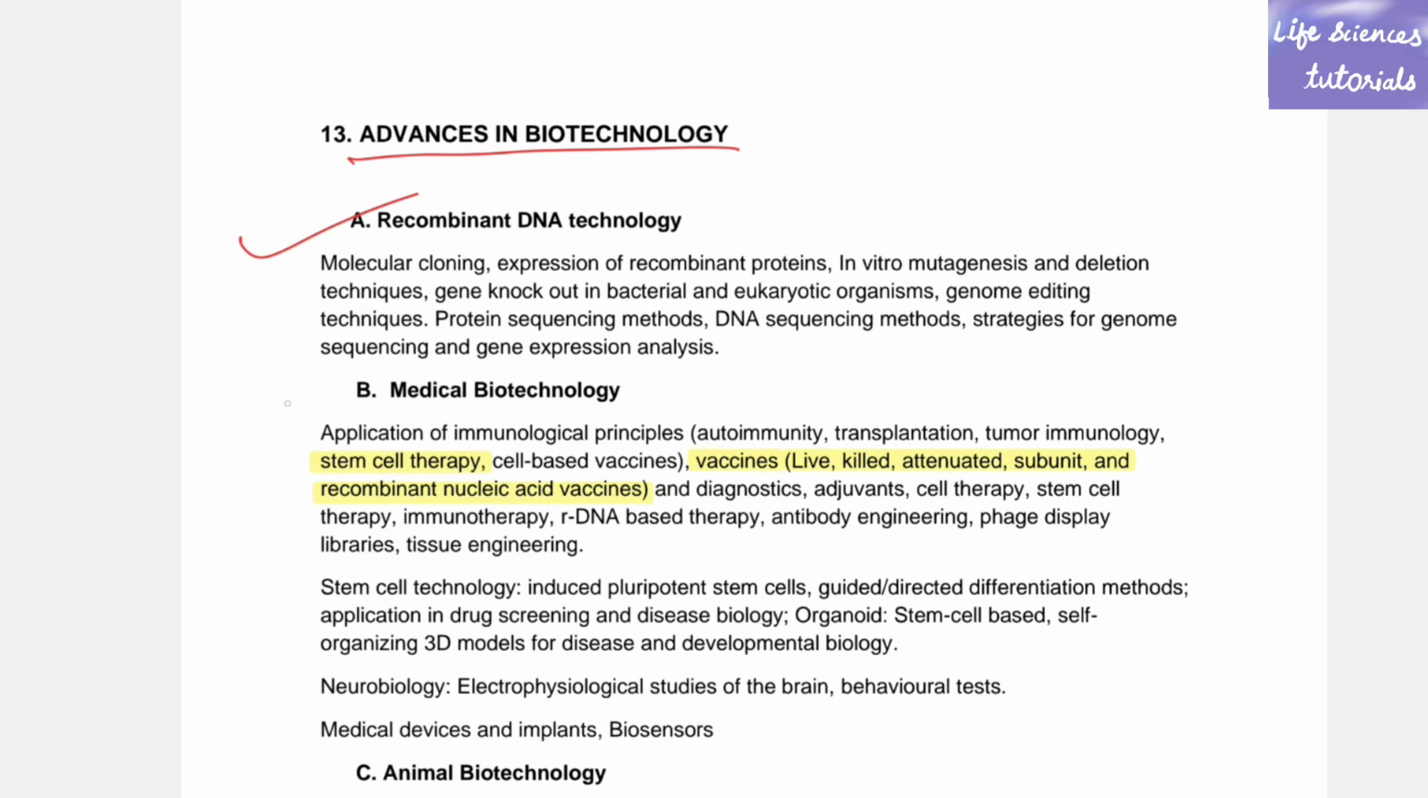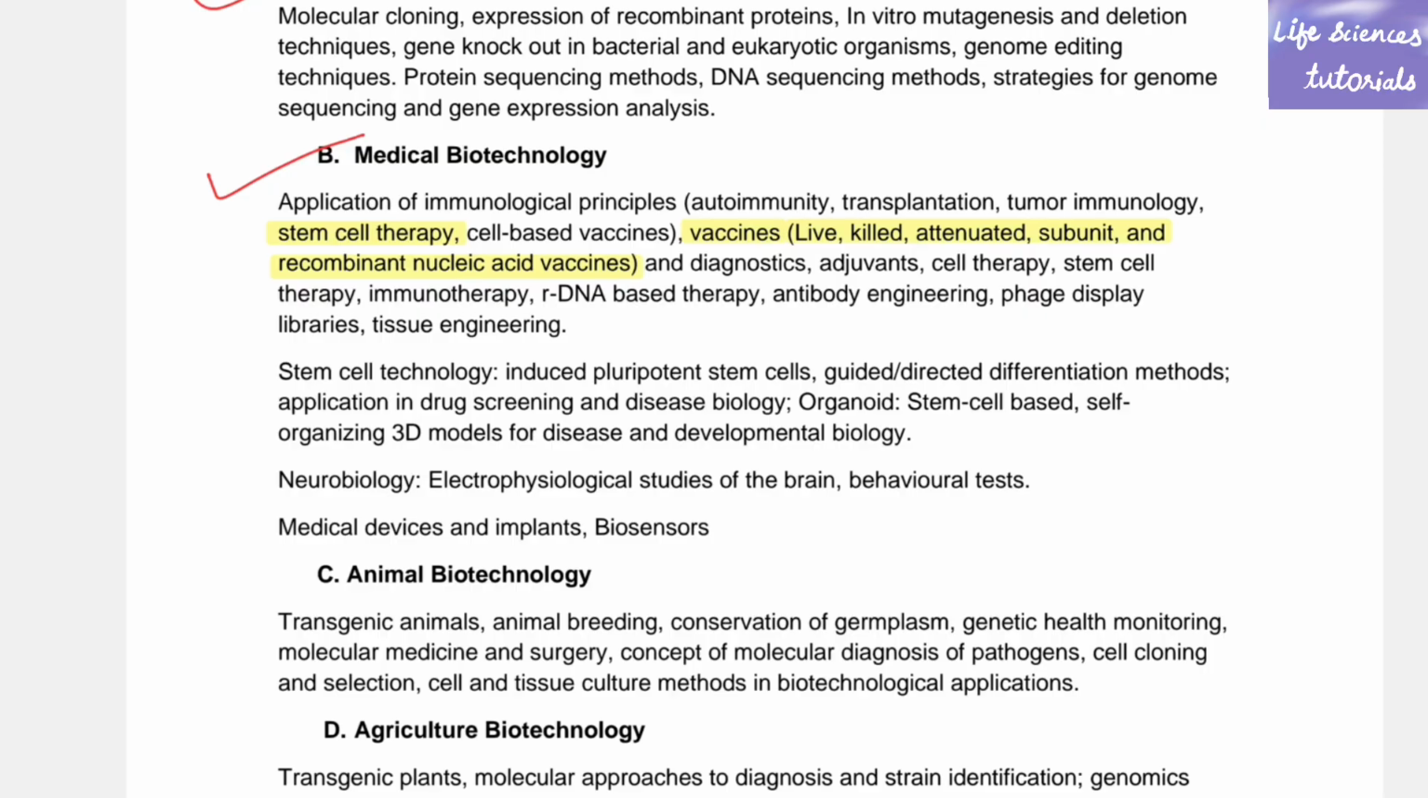Next, this was there in the old syllabus also, so nothing new. Next, we have medical biotechnology. This is also there in the old syllabus. Certain things have been specified, like stem cell therapy. Vaccine was mentioned in the old syllabus, but now it has been mentioned what different kinds of vaccines need to be studied. So live, killed, attenuated, subunit, recombinant nucleic acid vaccine like DNA vaccines. So this is what we have to study. Other than that, I think the majority of the things are almost the same.